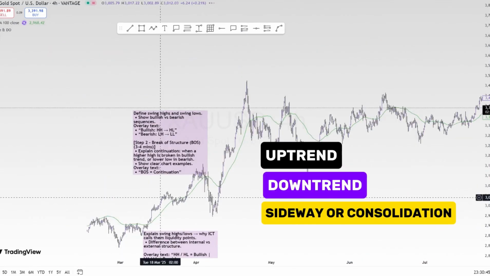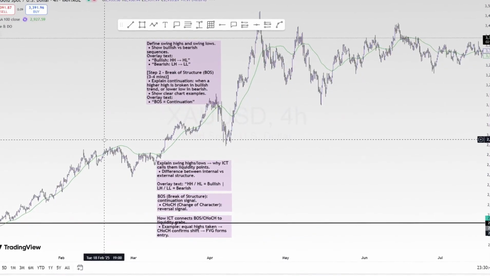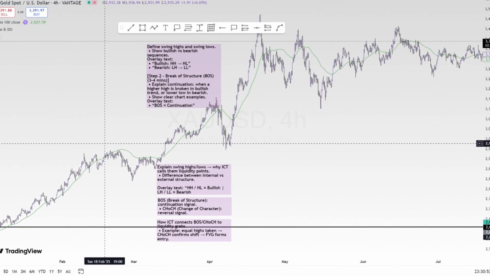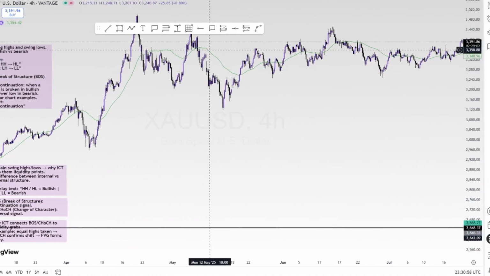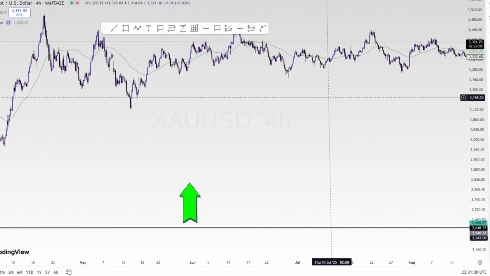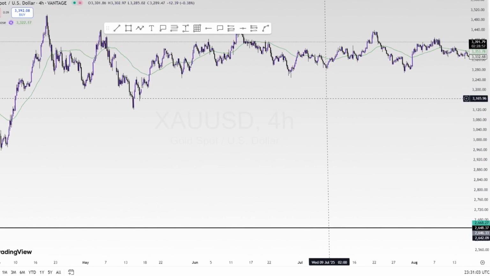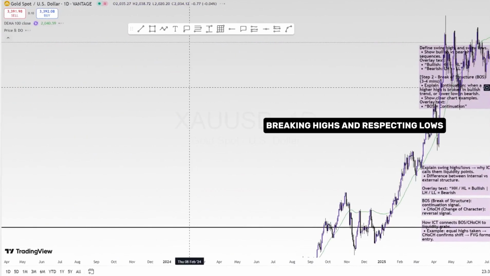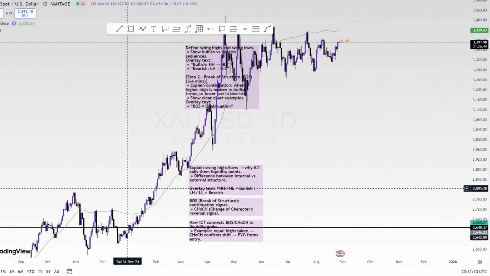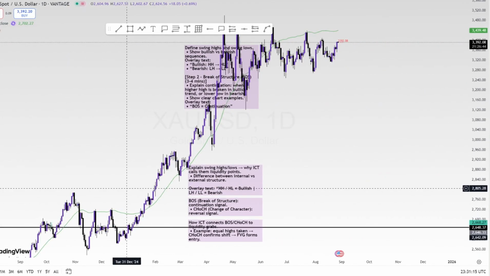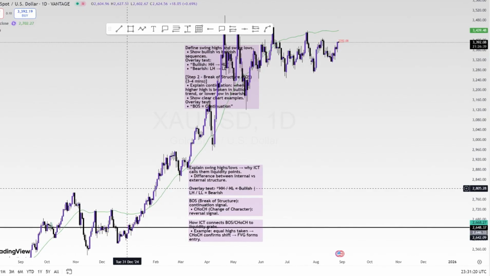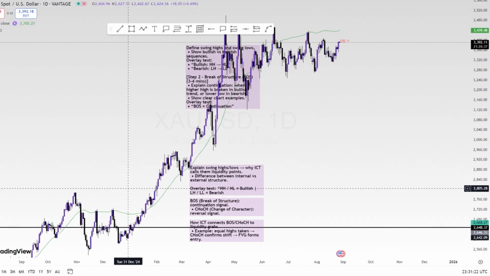In forex, we have two or three types of trends. We have the uptrend, we have the downtrend, we have the sideways or consolidation, right? This is known as a consolidation because for quite a long time now, gold has been consolidating, so it's not giving us a particular trend. An uptrend is when price is moving in the up direction, breaking highs and respecting the lows, while a downtrend is breaking the lows and respecting the highs.